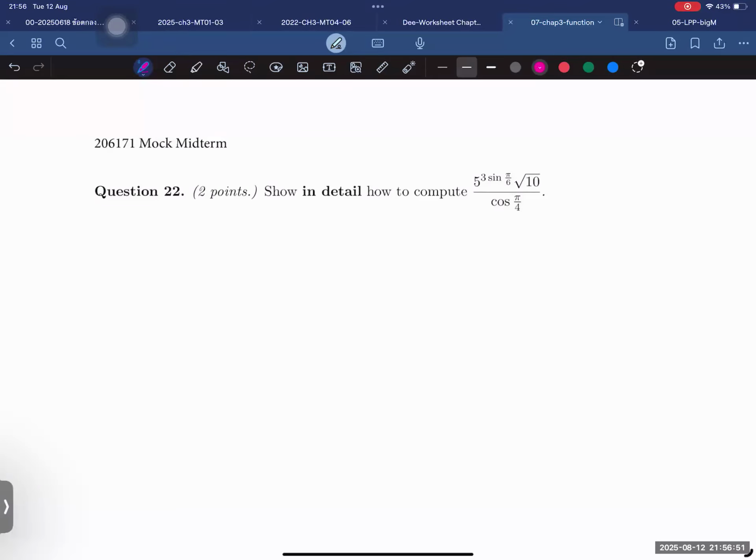All right, show in detail how to compute this one. Oh, because of the sine and cosine, we don't cover in this class, so no need, because of trig function.